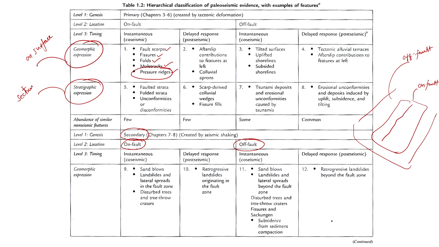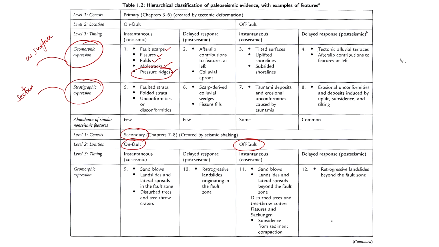Then the delayed response will be after-slip contribution to future features, as at left. And that is this one, the contribution to these features. Colluvial aprons will be there. So, there will be erosion and deposition triggered because of this tectonic activity.